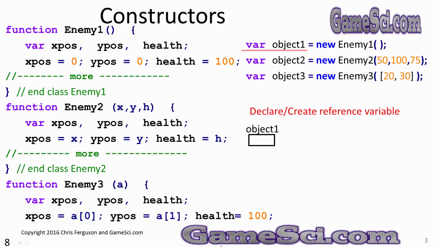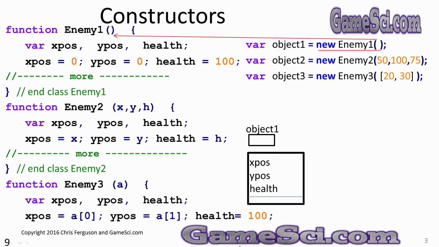This first line, I'll break it down piece by piece. The first part here is var object1. What we're doing here is declaring or creating what we call a reference variable. A reference variable is a variable that will point to or refer to an object. So let's declare that variable first. So go out in computer memory and build object1 in computer memory. Then it'll do the second half. It'll do the new enemy1 here. New enemy1 literally says I want to allocate a new chunk of memory for an object enemy1.